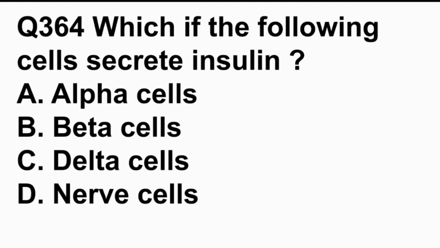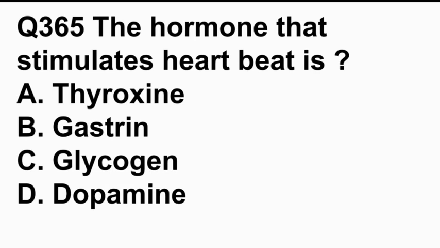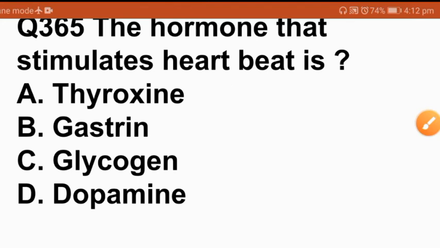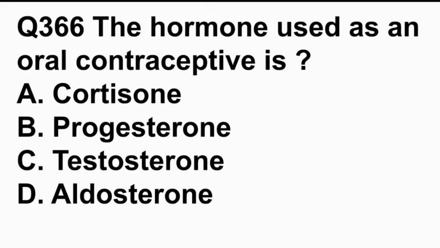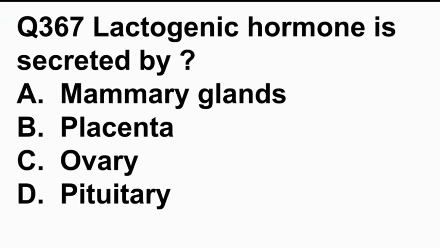Which of the following cells secrete insulin? B. Beta cells. The hormone that stimulates heartbeat is A. Thyroxine. The hormone used as an oral contraceptive is B. Progesterone. Lactogenic hormone is secreted by D.